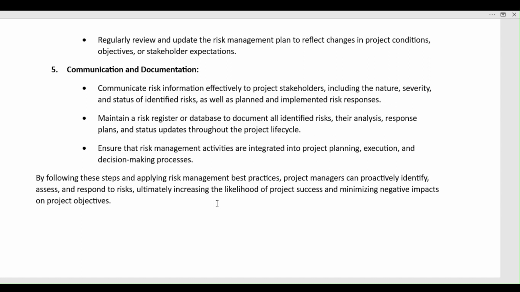So let me just conclude it. By following these steps and applying risk management best practices, project managers can proactively identify, assess, and respond to risk. Ultimately this increases the likelihood of project success and minimizes negative impacts on project objectives.